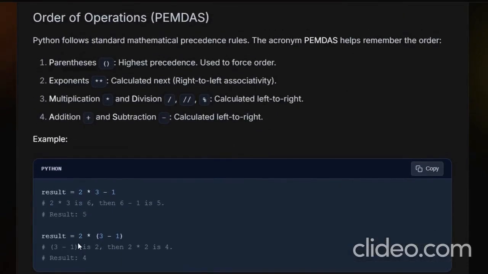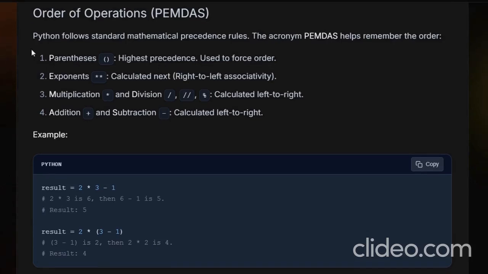Now the next topic is order of operations. We have some rules, like whenever we have a big expression, we have to solve according to this rule. And the rule is named PEMDAS. So what is PEMDAS? Python follows standard mathematical precedence rules. PEMDAS helps remember the order. P is for parentheses, highest precedence, used to force order. The next one is exponent. After solving parentheses, we will solve exponents, calculating right to left, then multiplication and division, then addition and subtraction.